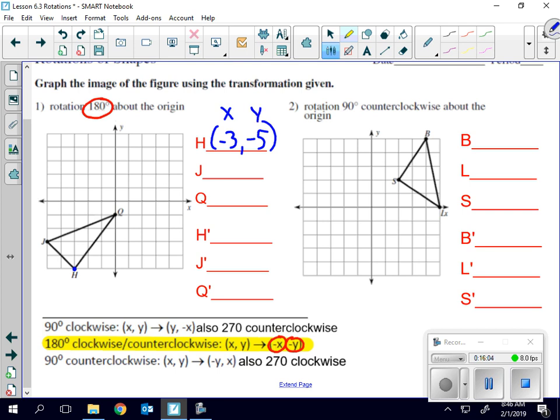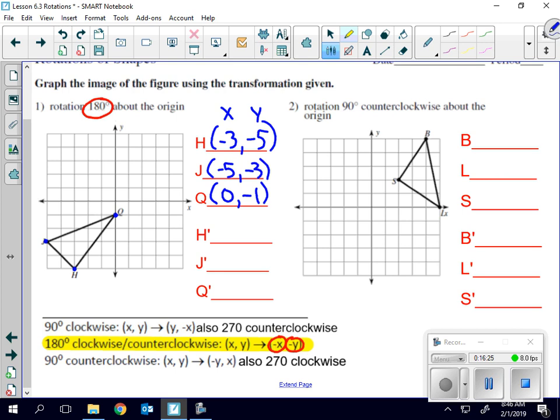So it's at -3, -5. We have J over here at -5, -3. I'm just reading the coordinates. And Q is at 0, -1. Okay, so that's our original dots.